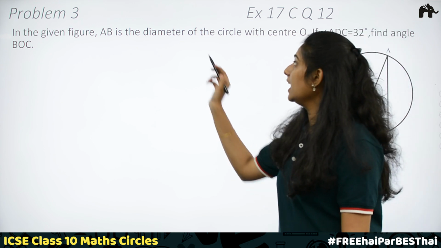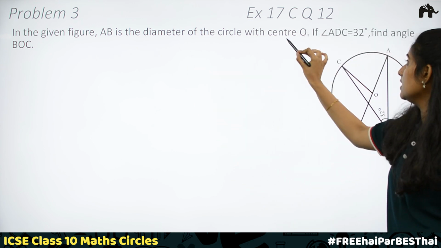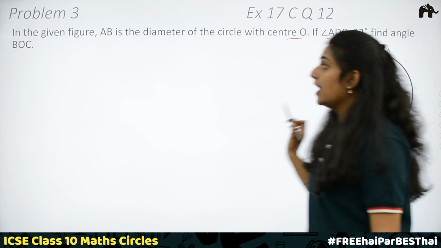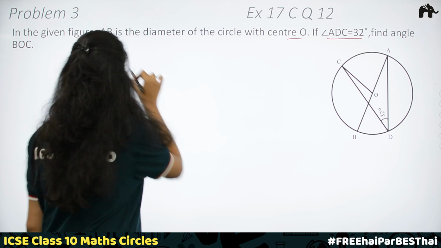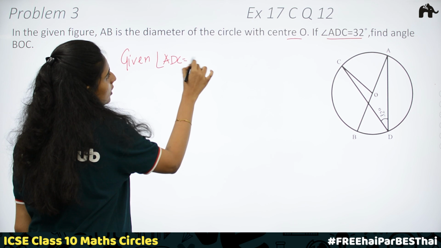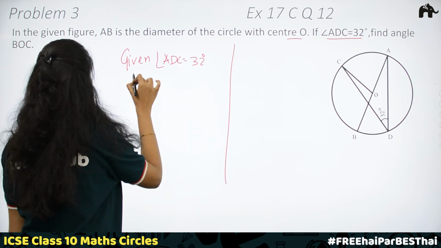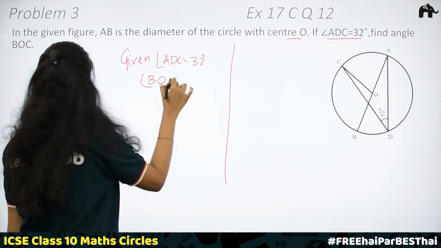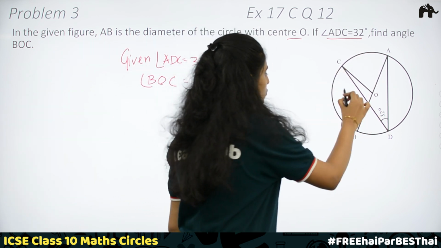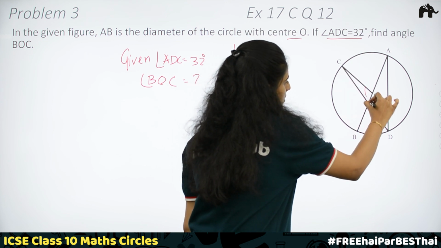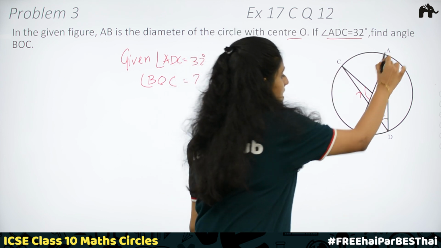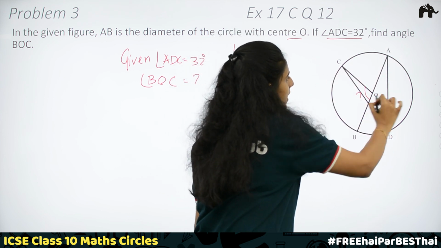In the given figure, AB is the diameter of the circle with center O. If angle ADC is equal to 32 degrees, find angle BOC. Given angle ADC is equal to 32 degrees, we need to find angle BOC. How to find BOC? Since ADC is given, we can easily find AOC.